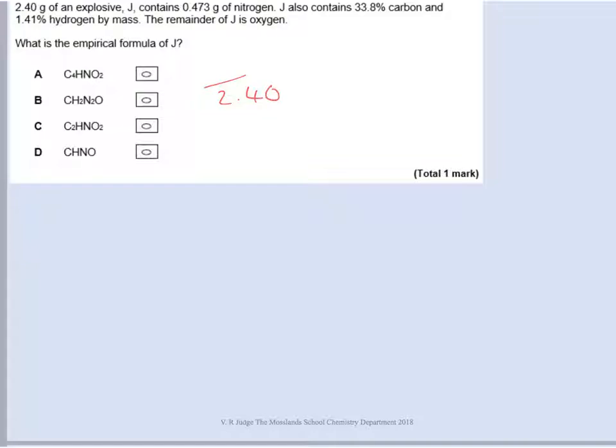So of the 2.40 grams that we've got in total, 0.473 grams of that is nitrogen. So if we do that division, that will give us 0.197. And then if we multiply by 100 to get it into a percentage, we get 19.7% nitrogen. We know we've got 33.8% carbon, we know we've got 1.41% hydrogen, so if we take those two numbers away from 100, we will figure out the percentage of oxygen. So that comes out at 45.1% for oxygen.